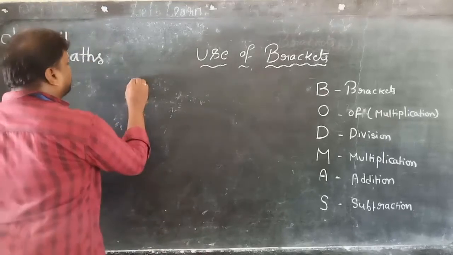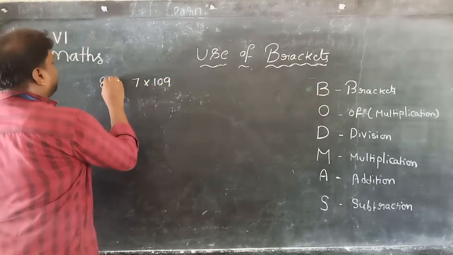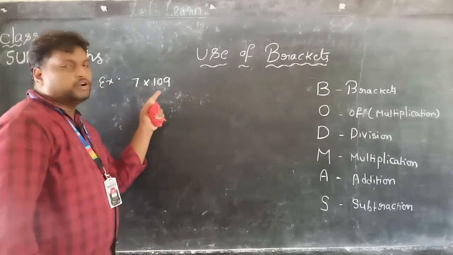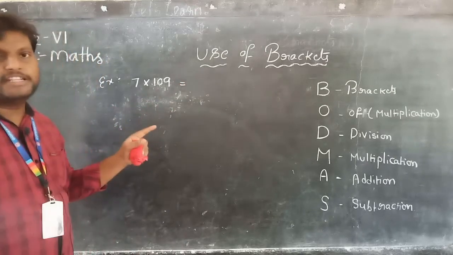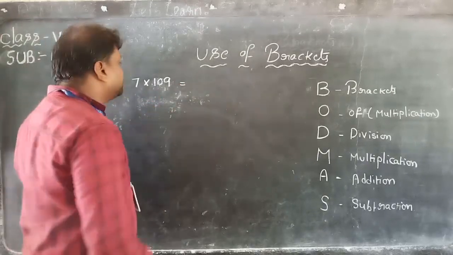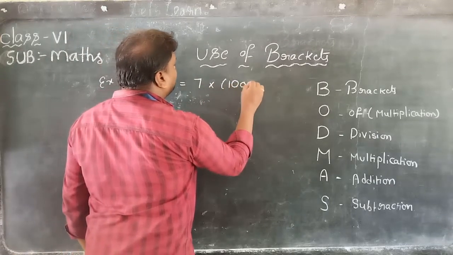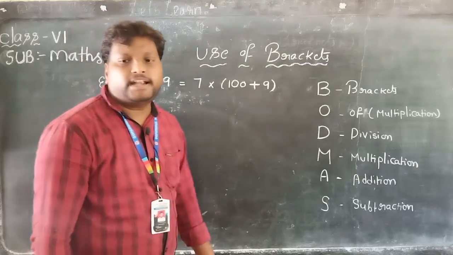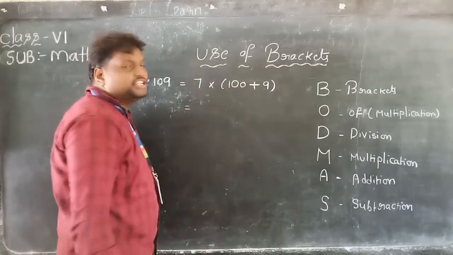7 into 109 is an example. This is just a normal multiplication that takes more time. Otherwise we can change it to 7 into 100 plus 9. I am writing 7 into (100 plus 9). Now 7 is multiplying, using the distributive property.